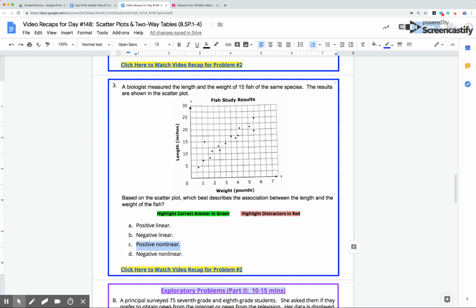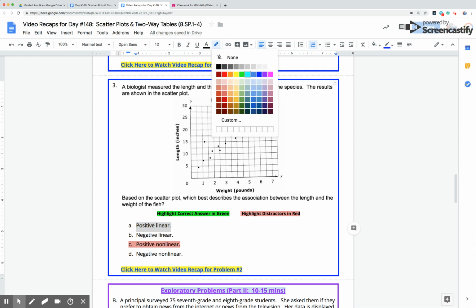So the best distractor is probably the positive nonlinear one, because some of you might say it's not a perfectly straight line, but if a line generally maps the trend, then we are going to call it a linear trend, and this is a positive linear trend because x and y get bigger together in this real-world situation.